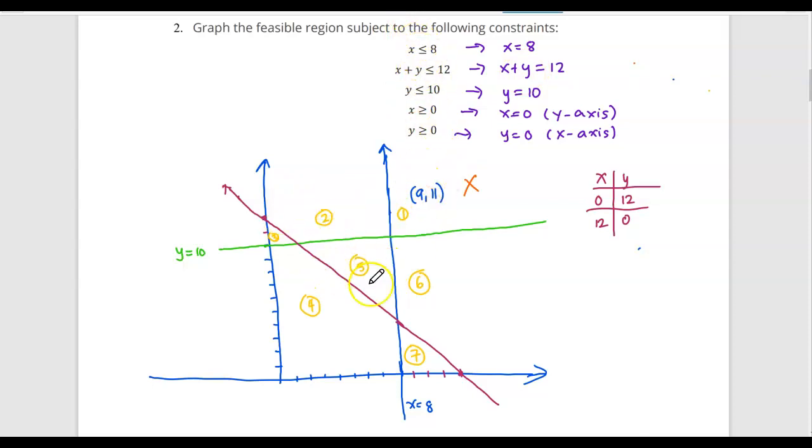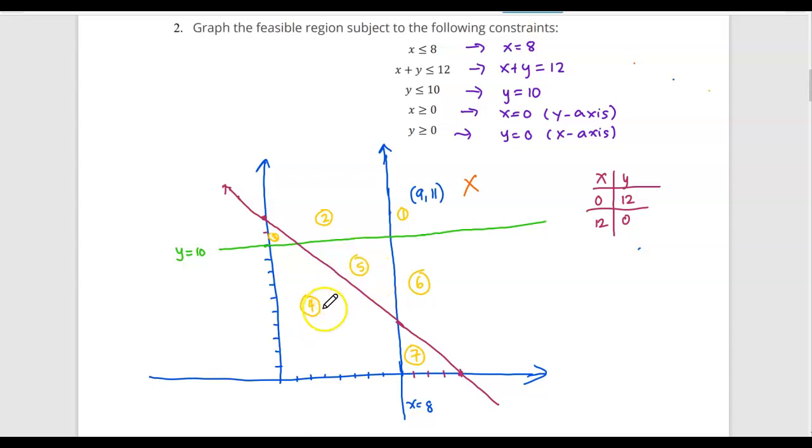So let's just look for a region that satisfies this. x must be less than 8, so it would be either region 3, 2, 5, or 4. Now also, y must be less than 10. So therefore, we cannot pick 3 and 2 anymore, because for those regions, the y values are greater than 10. So we are just going to pick between region 4 and region 5.